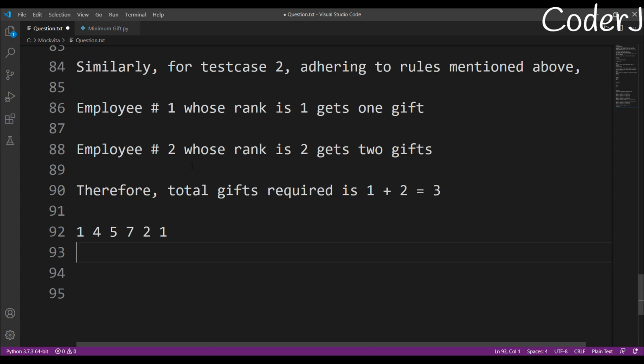So I just give one gift to this, and after that I see that 4 is greater than 1. I give him 2 gifts. Then I see that 5 is greater than 4. Then I give him 3 gifts, and after that 7 is greater than 5. I give him 4 gifts. 2 is smaller than 7, so I decrease the gift by 1. I give him 3. And 1 is smaller than 2, so I decrease the gifts again and I give him 2 gifts. The total number of gifts that I'm supposed to give is 15.